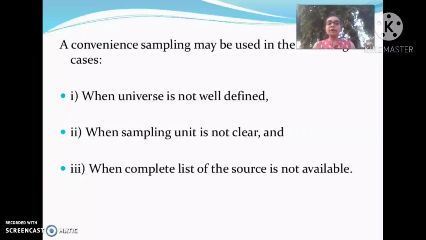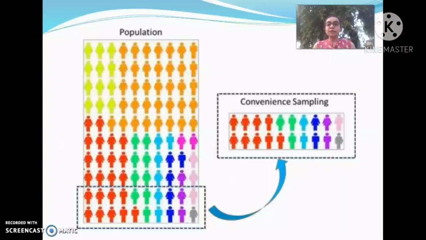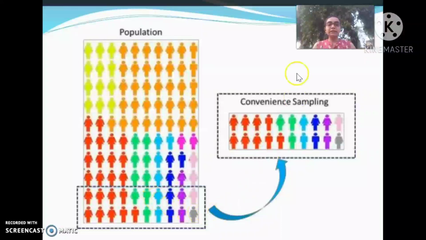So, convenient sampling may include the following cases: when the universe is not well defined, when the sampling unit is not clear, and when a complete list of the source is not available. Then this method will be very helpful to the researcher to carry the research process forward. If you see that this much population we have in the study, and the researcher conveniently takes this sample as the sample of the study.